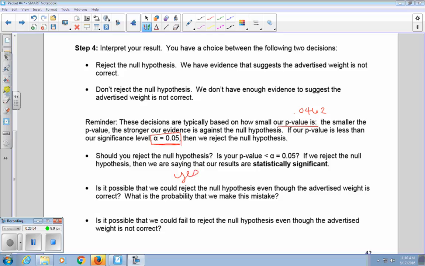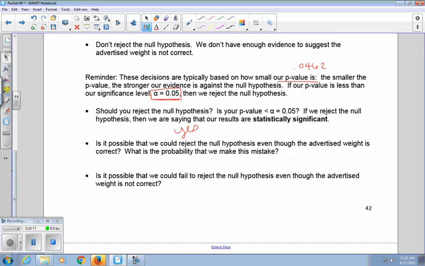So what we're saying is that our results are statistically significant. In other words, the X-bar we saw is far enough away from our null hypothesis of mu equals 2 that we don't think it happened by chance alone. So this is significant, and we're rejecting the null hypothesis.